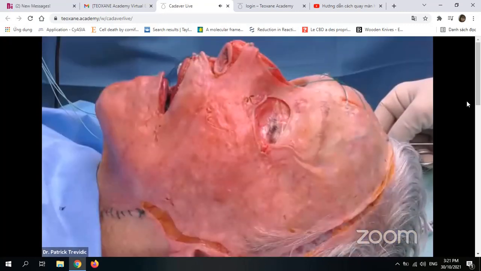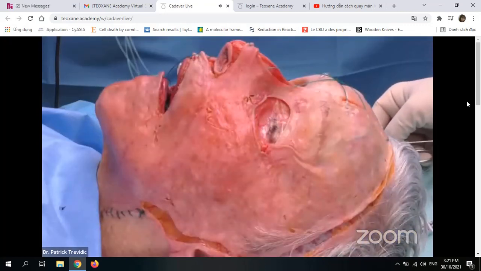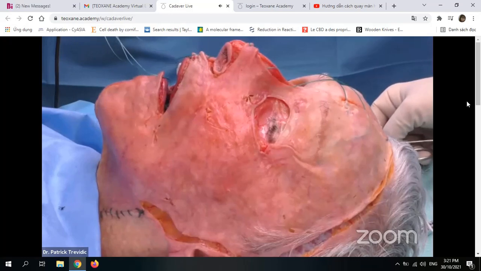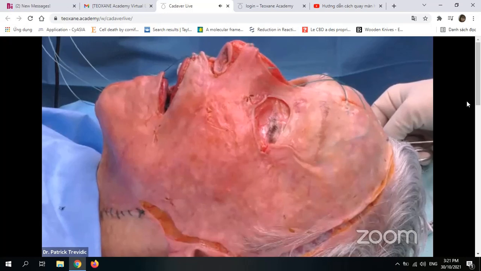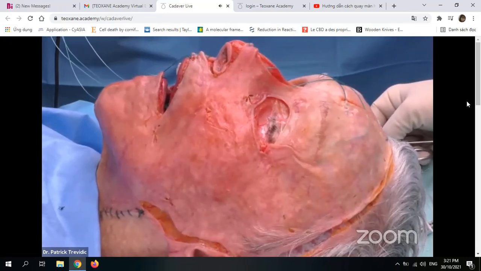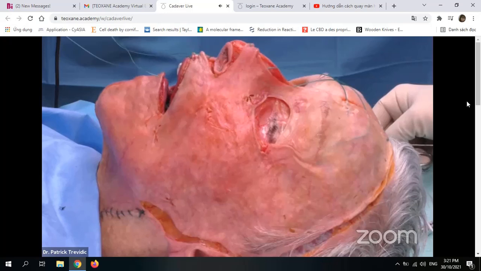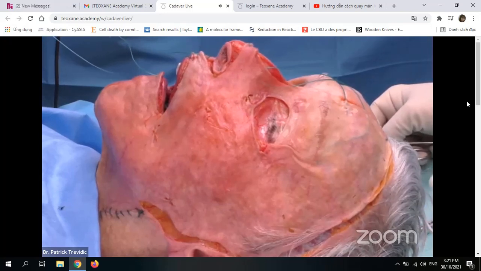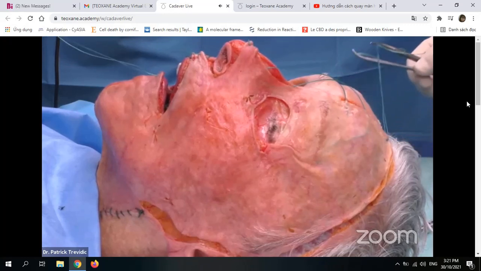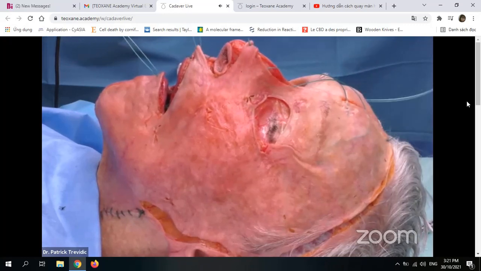And for that, you know that we will have layers, and for Teoxane, safety is the first word when we do injections. So my purpose today will be to open each layer of the face, because we know that there is no safe area in the face, but there are safe layers in the face where you can inject safely. So first we will lift the skin slowly.